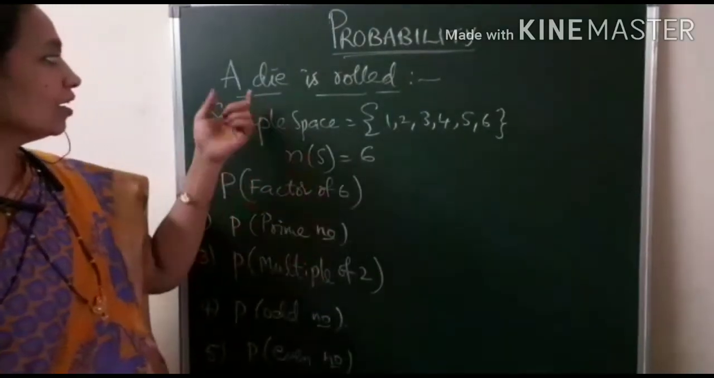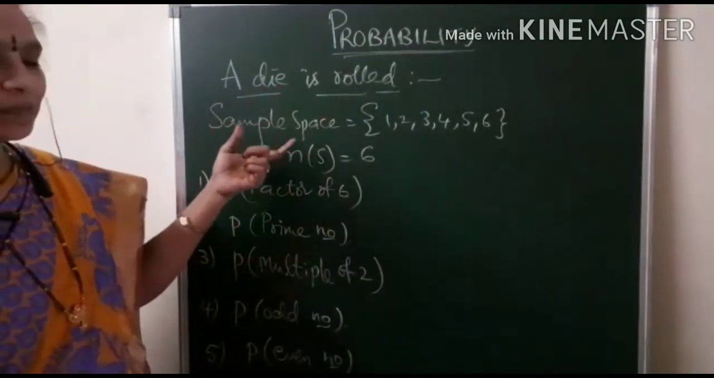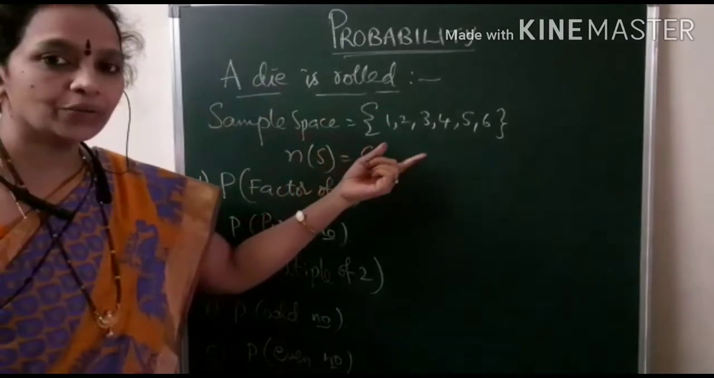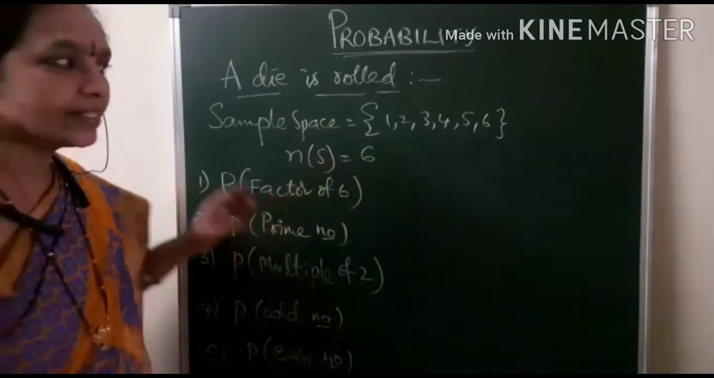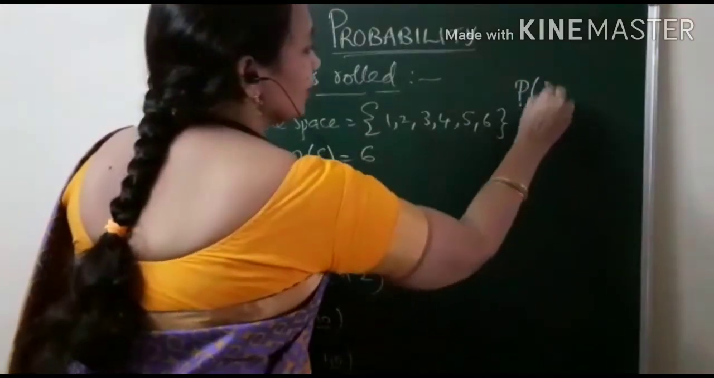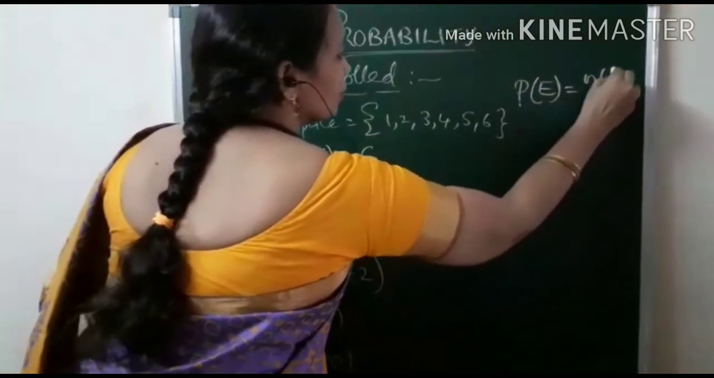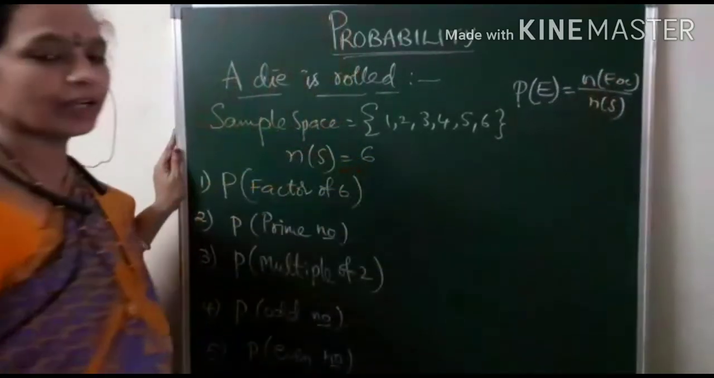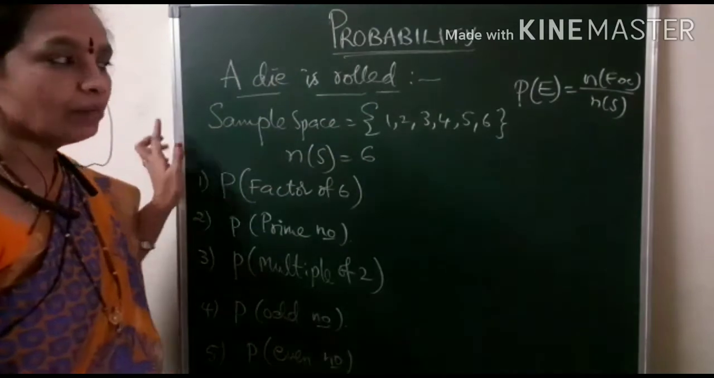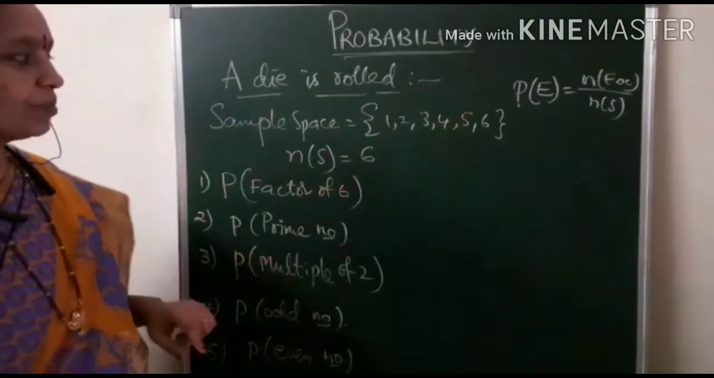So now when a die is rolled, what is the sample space? Automatically you will get 1, 2, 3, 4, 5, 6, and n of S is equal to 6. Then what is the probability of an event? Probability of an event is n of FOC by n of S, that means number of favorable outcomes by total number of possible outcomes.